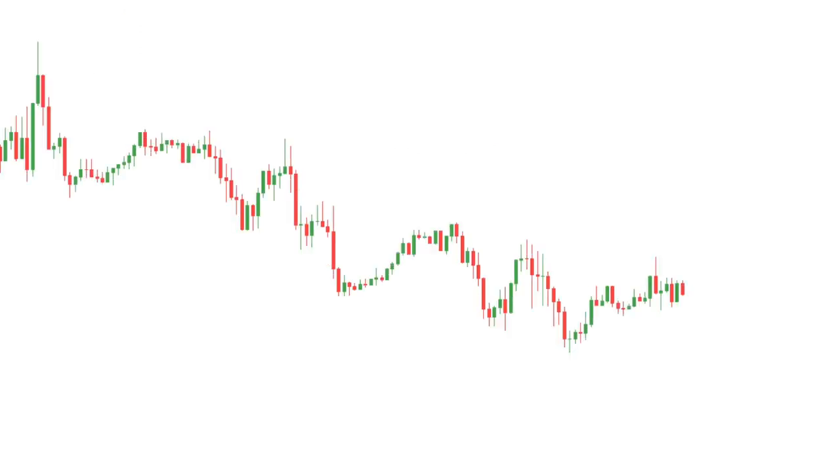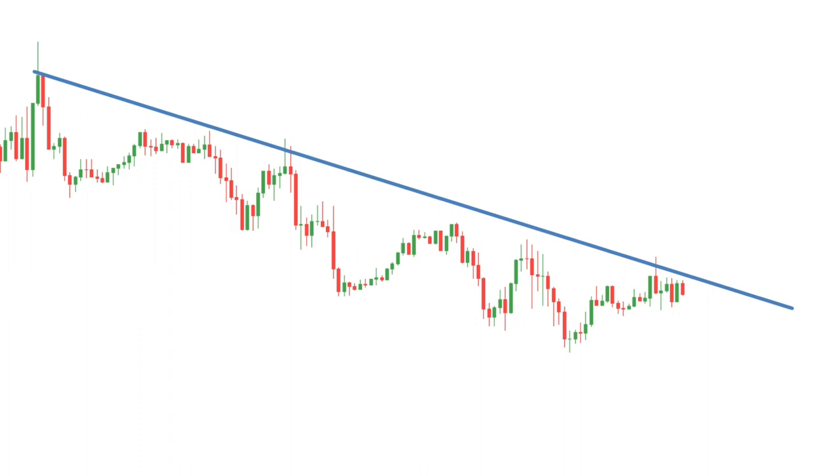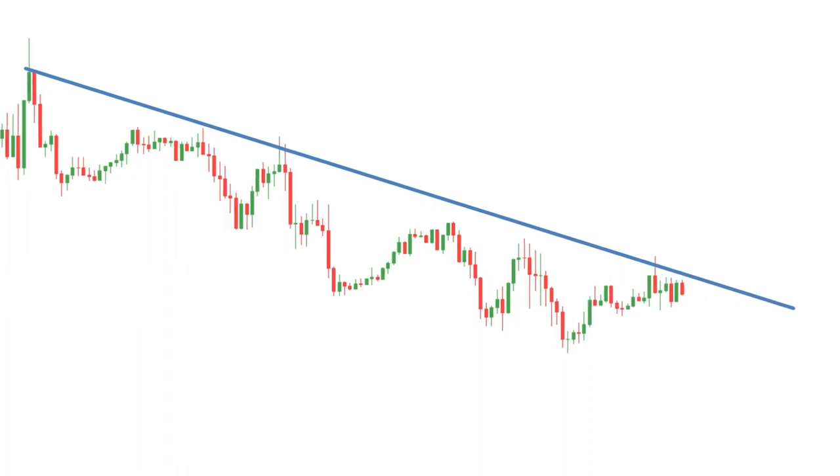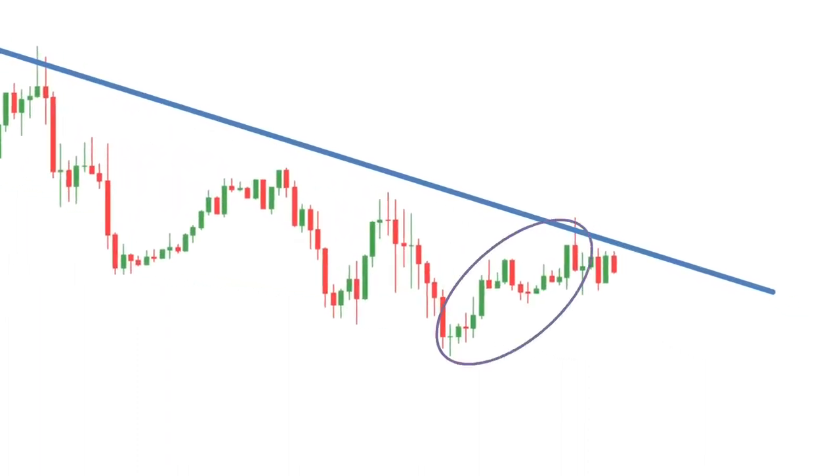Here, the price is in a downtrend, and here we can draw a trend line as our key level. Now that the price has made a pullback towards the trend line, we want to confirm that the price will indeed reject this level and continue downwards. For that, we will draw another minor trend line on the pullback, and when the price breaks out of this minor trend line, you can enter a short position there.